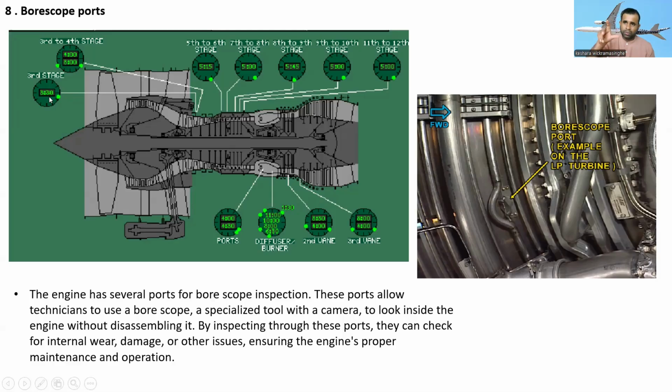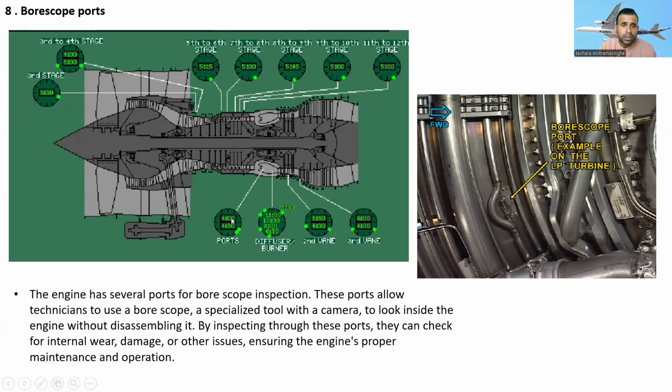For the third stage Borescope port, the position on the clock is 3:30. Then 4 o'clock and 8 o'clock for the third to fourth stage, 5:15 for the fifth to sixth stage, 5 o'clock for the seventh to eighth stage, 5:45 for the eighth to ninth stage, and 5 o'clock for the ninth to tenth and the eleventh to twelfth stages.